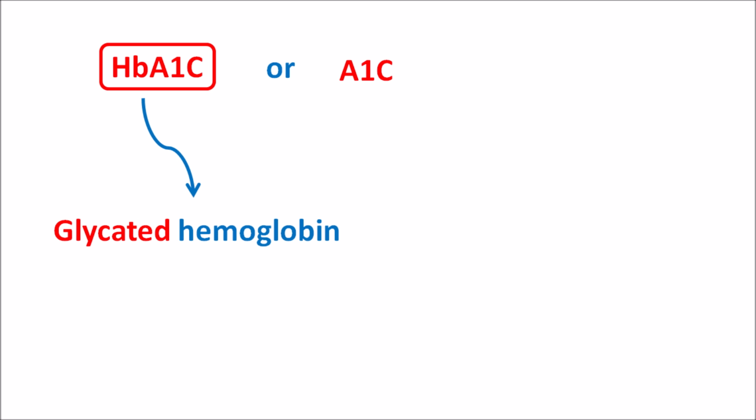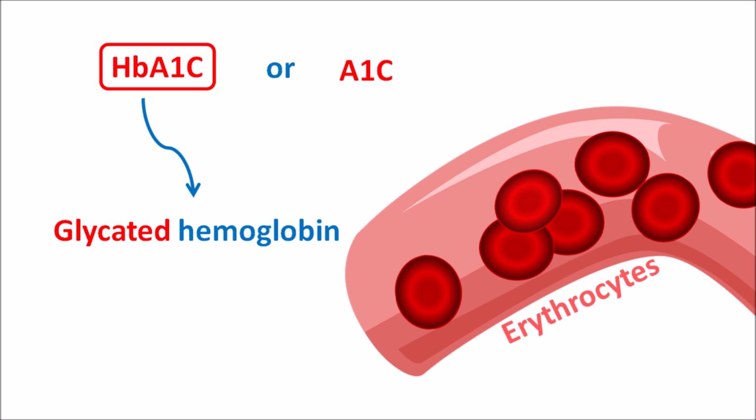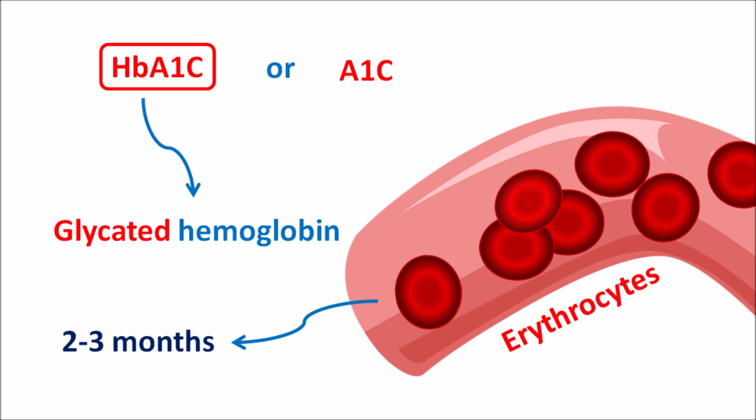So what is HbA1c? This HbA1c test can also be simply called the A1c test. Here A indicates the hemoglobin type A, which is glycated with glucose, resulting in glycated hemoglobin. Now within the blood vessels, erythrocytes are present. These erythrocytes contain the hemoglobin. The lifespan of these erythrocytes is around 2 to 3 months. The maximum lifespan is 120 days. So up to 3 months, erythrocytes can exist within the blood vessels.